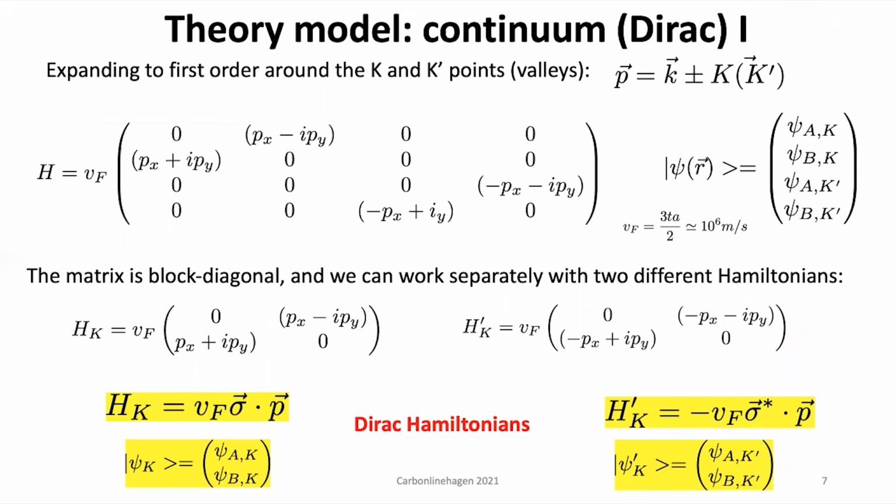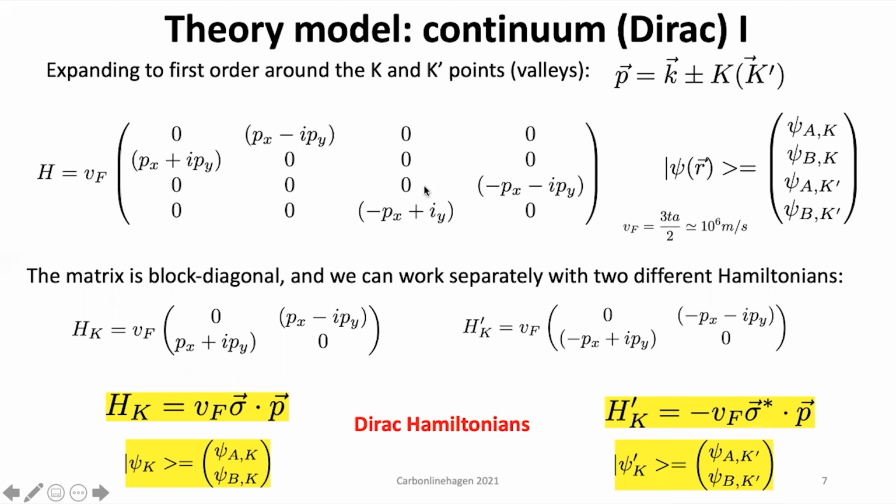Since I have two points, I will have two different expansions. So if I expand my little k around the K and K prime points, I introduce a new variable P, which is now measured with respect to these points. And the expression for my Hamiltonian now takes this form. It's now a 4x4 matrix because, as I said, I have two expansions, one around K and the other around K prime. And now my spinor quantity will have four components that will be ordered in this particular way.